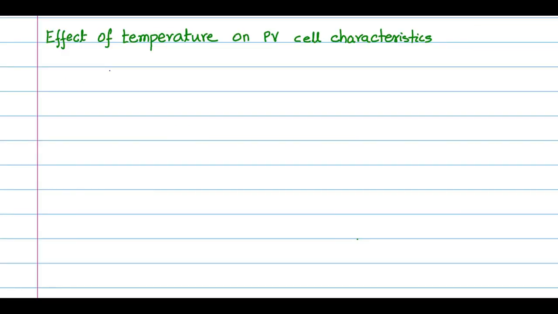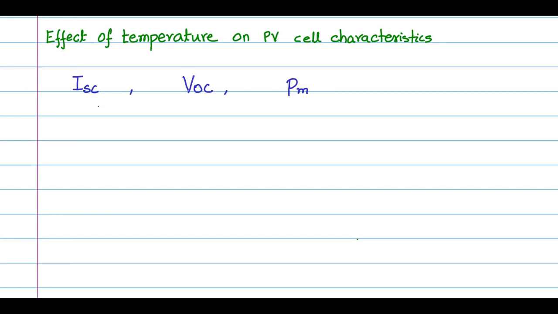In this clip, let us look at the effect of temperature on the PV cell characteristics. There are three important parameters. One is ISC, the short circuit current, then you have the VOC, open circuit voltage, and you have PM, the max power of the PV cell or the peak power of the PV cell. Now, how do these three important parameters vary with temperature?